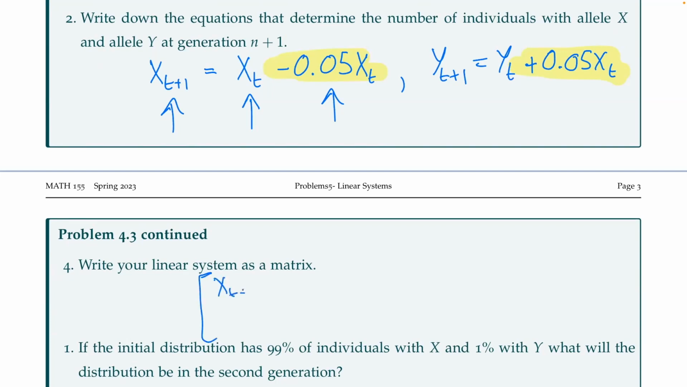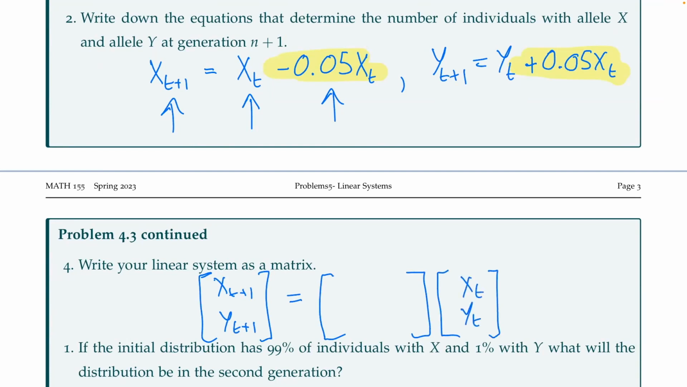How do we do it? Well, we take our population in the next generation. So this is the thing we want to know. Then we're going to have some matrix of coefficients. And then we're going to take our vector of the current population. So we're going to assume that we know what the population is at the moment. We want to find out what it is in future. The only thing left to do now is to write in our coefficients.